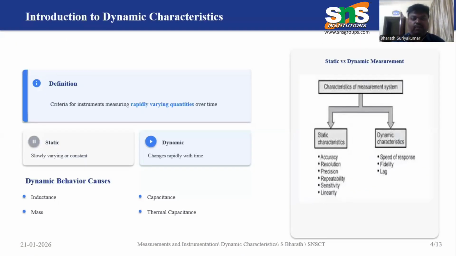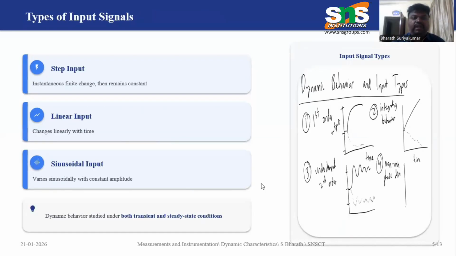A small introduction is over here. What are the criteria for an instrument measuring rapidly varying quantities over time? The difference between static and dynamic characteristics is also mentioned: a slowly varying or constant value is called static. Dynamic, as we all know, changes rapidly with respect to time. Dynamic behavior is caused by inductance, mass, capacitance, and thermal capacitance. Various types of inputs are the step input, linear input, and sinusoidal input. Dynamic behavior is studied under both transient and steady state conditions.